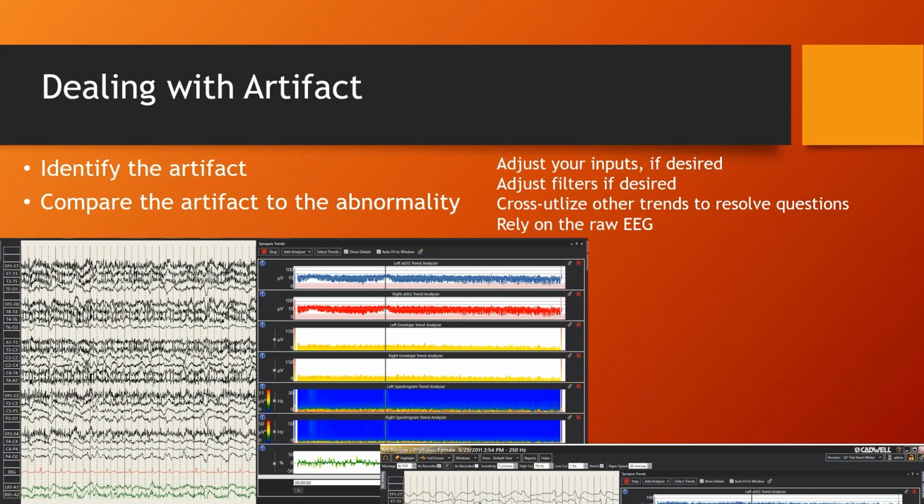But adjust your inputs if you need to. Adjust the filters if you wish to. You can cross-utilize other trends to resolve the questions that you have. But the number one thing is to rely on the raw EEG. Rely on the raw EEG to identify whether something is artifact or not.